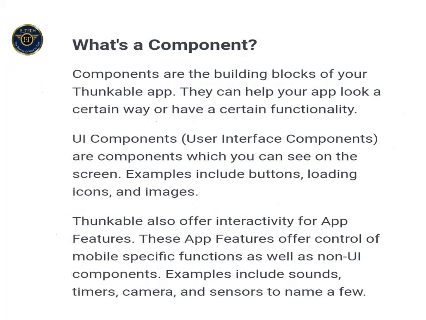What is a component? Components are the building blocks of your Thunkable app. They can help your app look a certain way or have a certain functionality. The user interface components are the components which you can see on the screen. Examples include buttons, loading icons, and images. Thunkable also offers interactivity for app features. These features offer control of mobile-specific functions as well as non-user interface components. Examples include sounds, timers, camera, and sensors, to name a few.